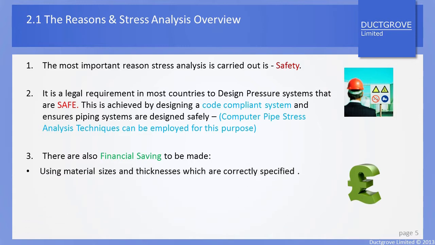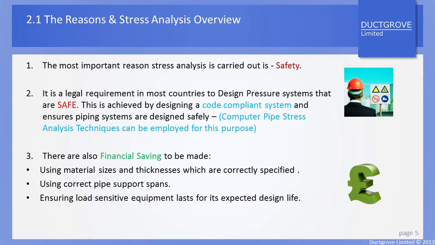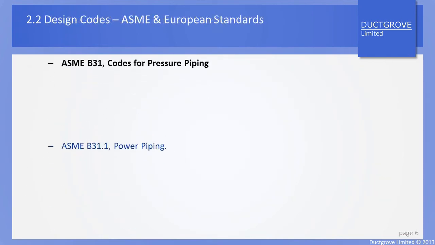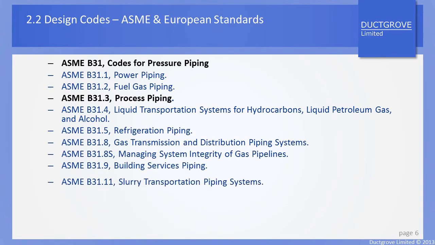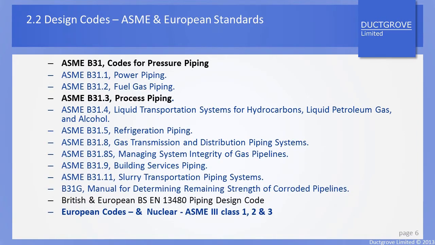There are also financial savings to be made using material sizes and thicknesses which are correctly specified. Also using correct pipe support spans and ensuring load-sensitive equipment lasts for its expected design life. There are many piping design codes which are used throughout the world. Listed below are just a few.